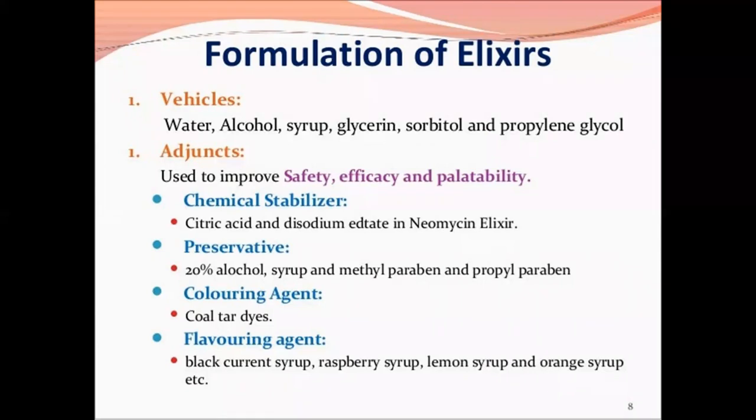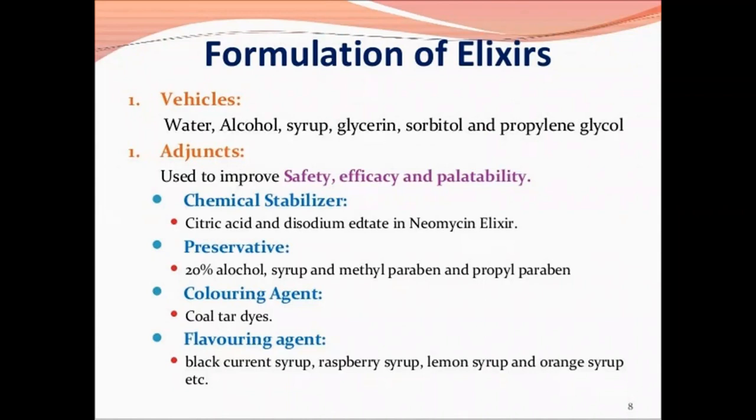Then next, preservative. What is meant by preservative? To prevent the microbial growth. So these are the agents that prevent the growth of either bacteria, fungi, or molds. That's why preservatives are added to inhibit the growth of such bacteria or mold growth or fermentation in the elixir preparation. So it is inhibited by using alcohol 20%, syrups, methyl paraben and propyl paraben, which are also used as preservatives in the elixir preparation.